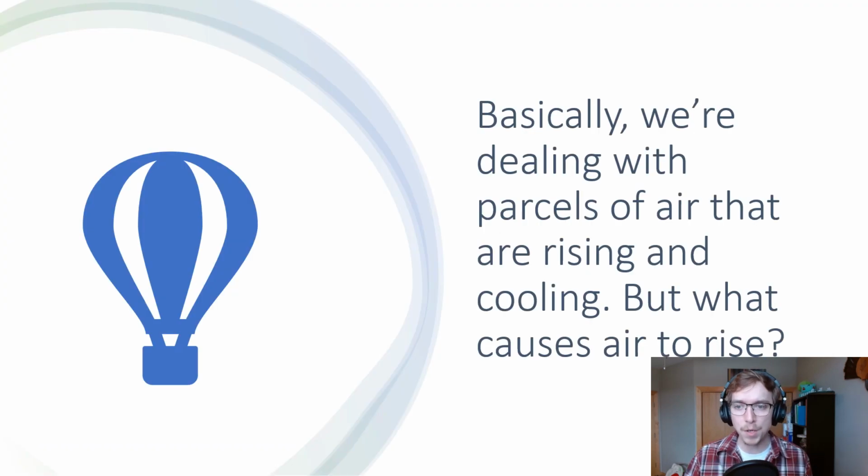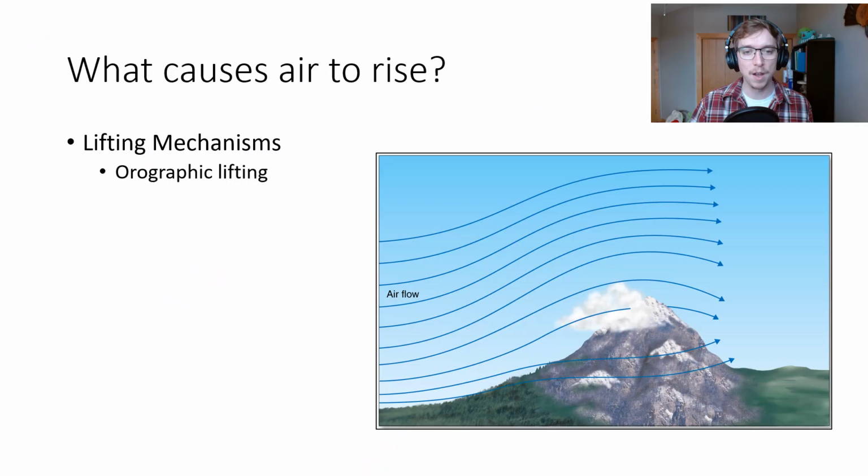Basically, we're dealing with parcels of air that are rising and cooling, but what drives that rise? Well, a number of different methods or mechanisms. The first one, if you've taken 104, this one should be intimately familiar. Orographic lifting. Orographic lifting is the process in which mountains or highlands act as barriers to the flow of air and force that air to ascend and rise up in the altitude. The air cools adiabatically, clouds and precipitation may result.